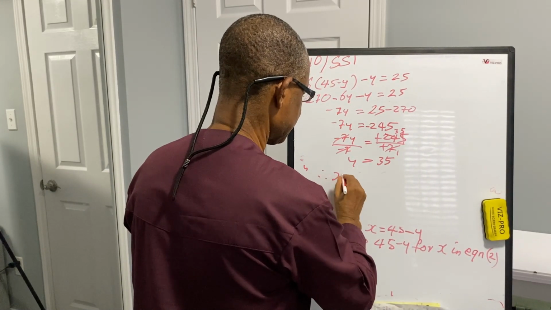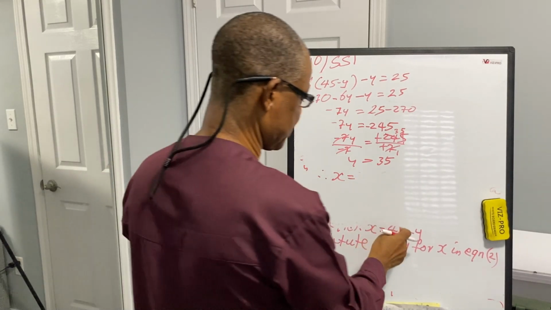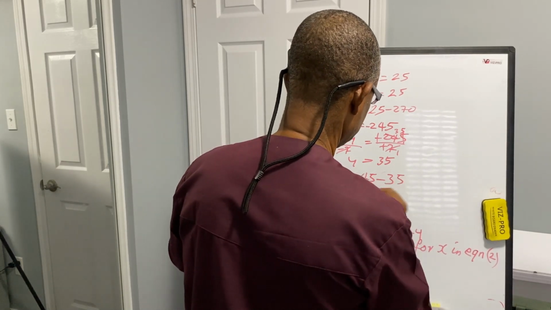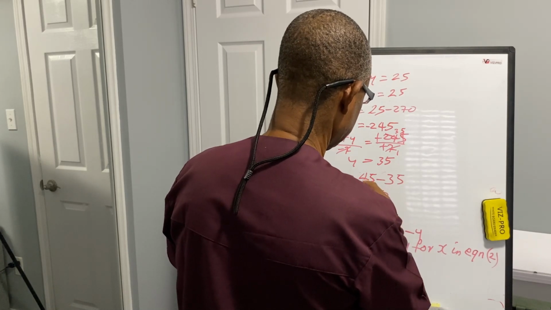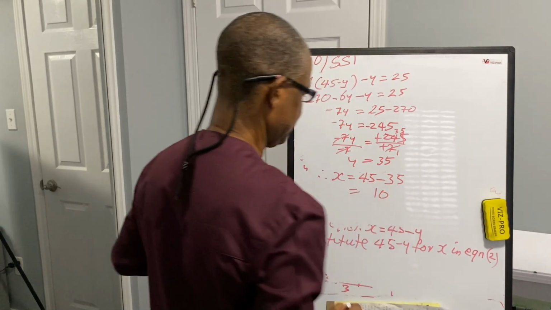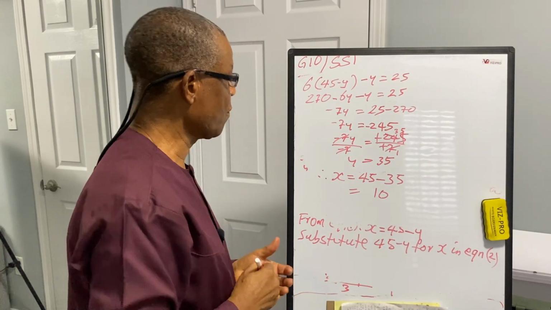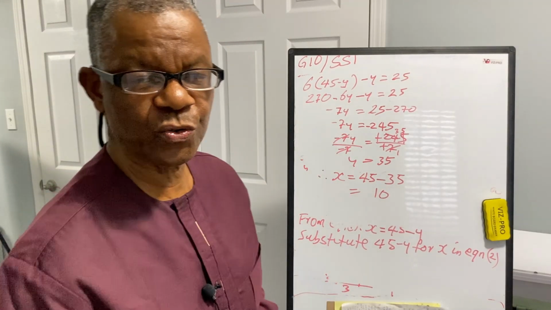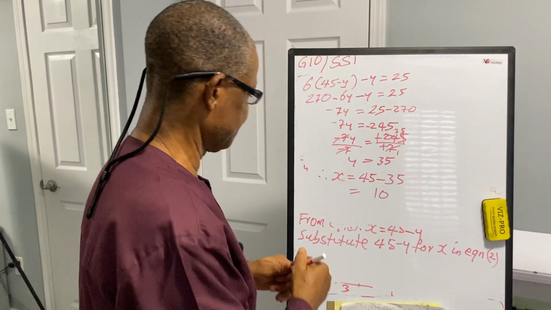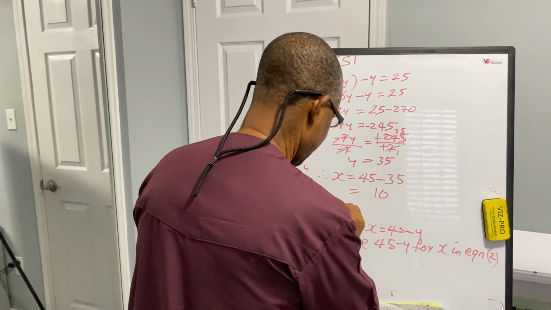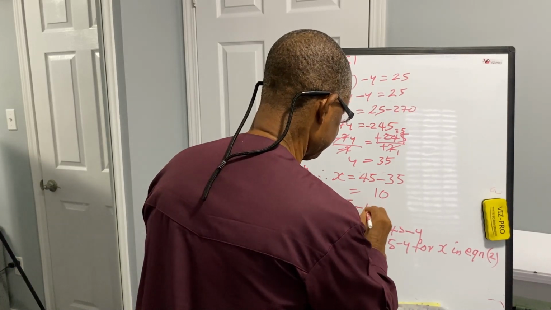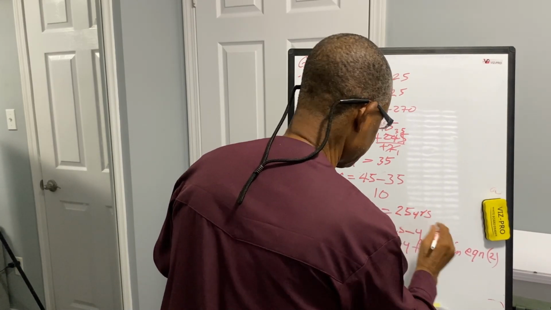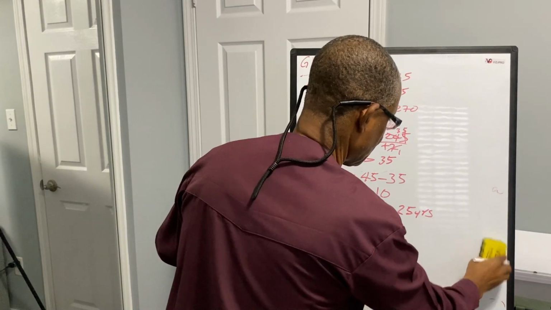Therefore, x is equal to, remember we said x equals 45 minus y, and y is 35. So the sum: 5 minus 5 is 0, 4 minus 3 is 1. The sum is 10 years, while the mother is 35 years. But the question says, how old was the mother when the son was born? So she was 35 minus 10, which is 25 years. That is her age when her son was born.